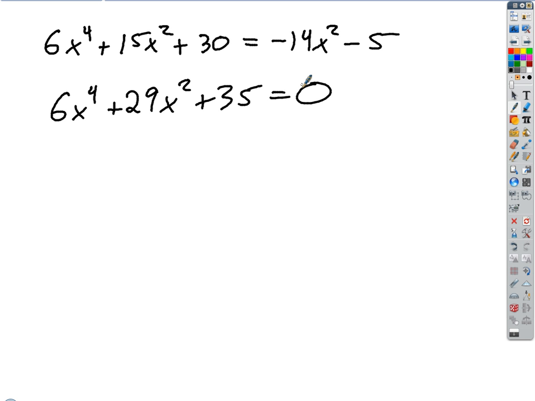Okay, this is the thing we talked about the other day, where that's a quadratic form, isn't it? It's a quadratic form, only instead of it being quadratic in x, it's quadratic in x squared, right? Does that make sense? Because really, if we can just think of this as being 6 times something squared plus 29 times something plus 35, that's just quadratic. But what's my something?